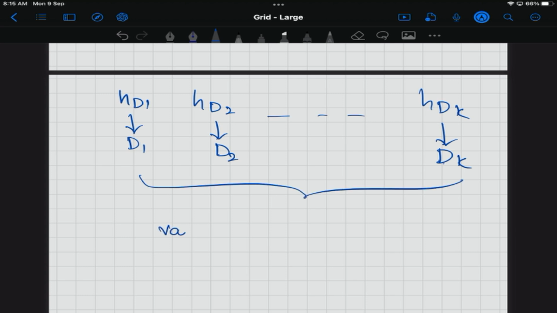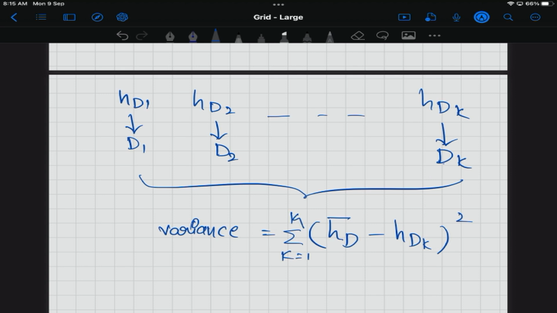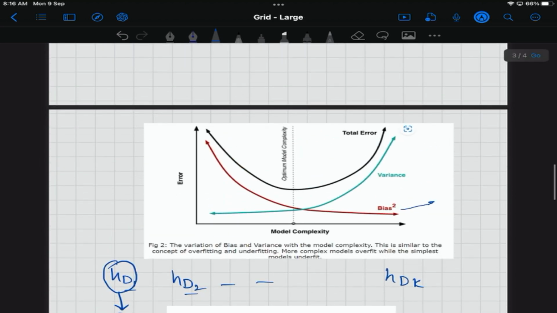So what is your variance? Can you help me recall? It is something like this, where you take your mean model and where you take your HDK and square and sum over k equals 1. Something like this you will have, no? Where you will find the variance among your individual predictions. So the variance will be high whenever your model over specializes on that particular data. So as your model complexity increases, you will start to overfit and then your variance increases.